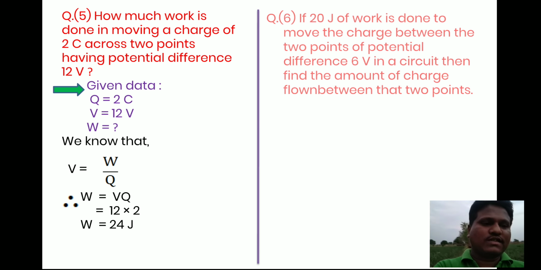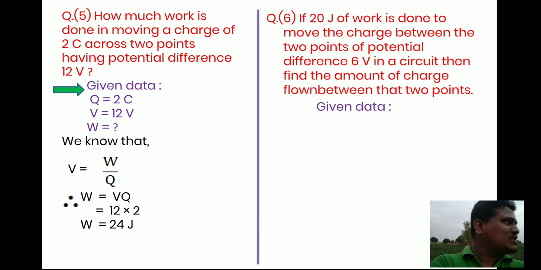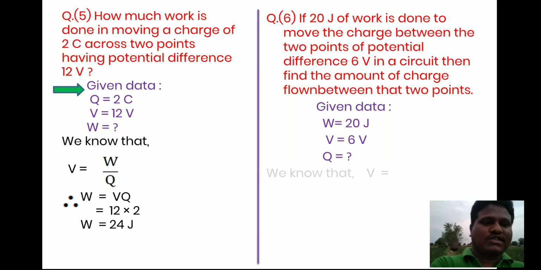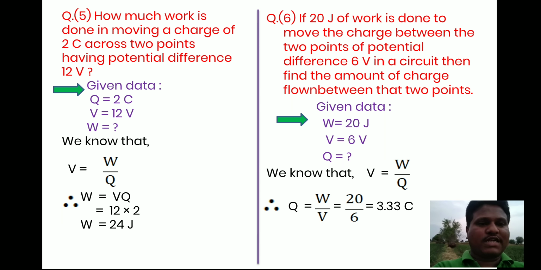And the last question in this class, that is, if 20 joule of work is done to move the charge between 2 points of potential difference 6 volt, we have to find the charge. The work done is 20 joule, and the potential difference is 6 volt. So we can write the formula, V is equal to W by Q. Q is equal to W by V, that is 20 by 6 is equal to 3.33 coulomb.